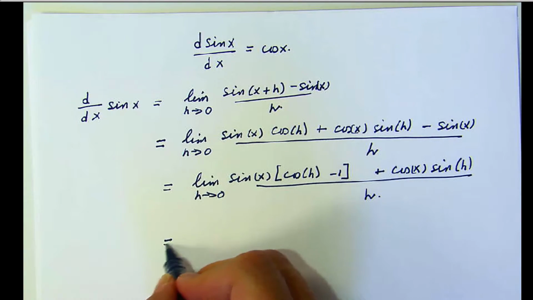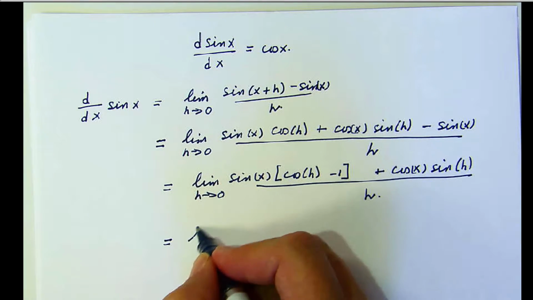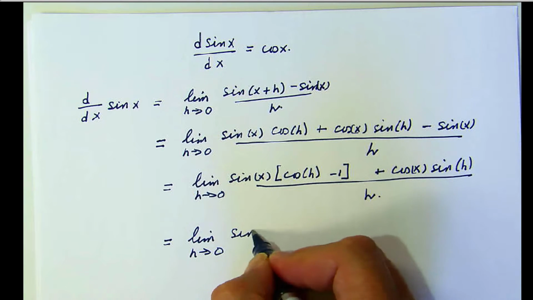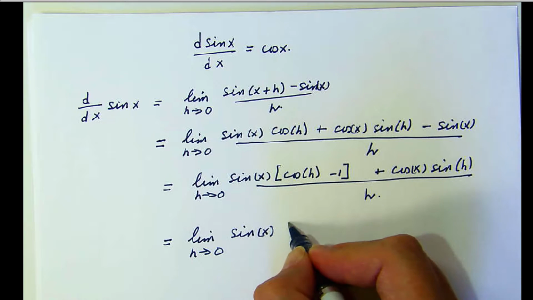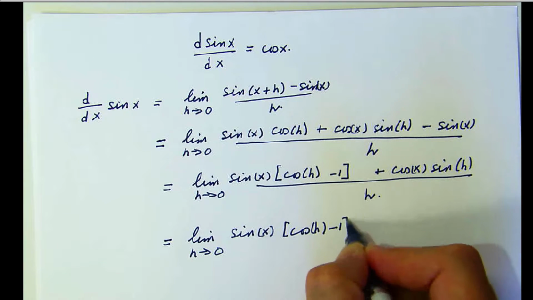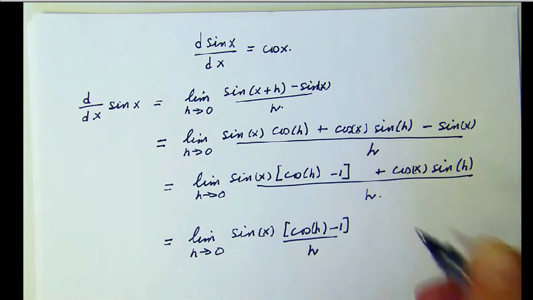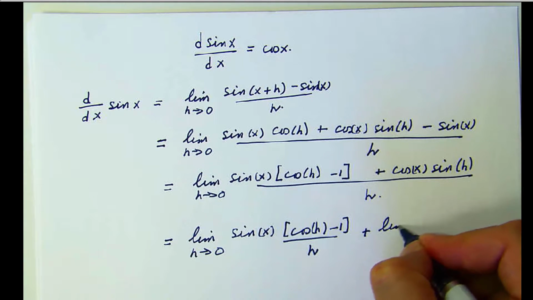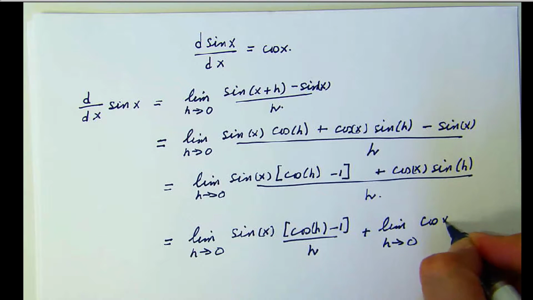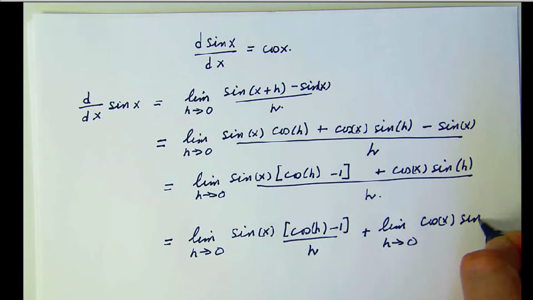And of course I can break this up into two fractions. It's the limit as h goes to 0 of sine of x times cosine of h minus 1 over h plus the limit as h goes to 0 of cosine of x times sine of h over h.